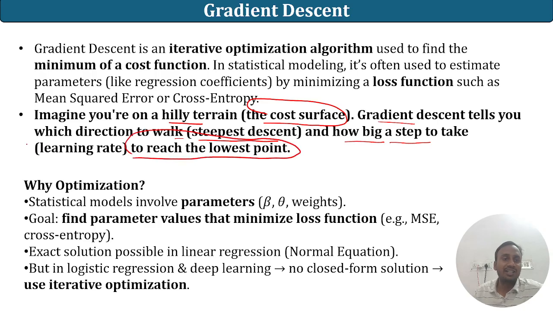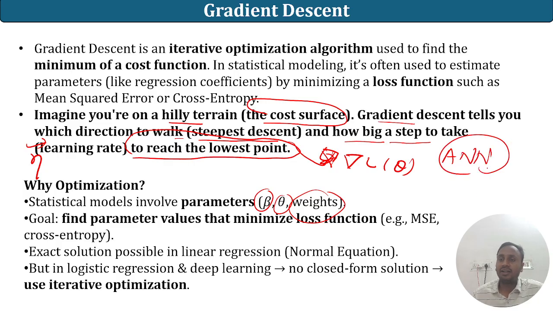So it's a how step, the learning rate that we call eta, and which direction to walk. Steps of descent is something we call L of theta. Okay, so in that statistical model, it's going to involve beta and theta as weights.